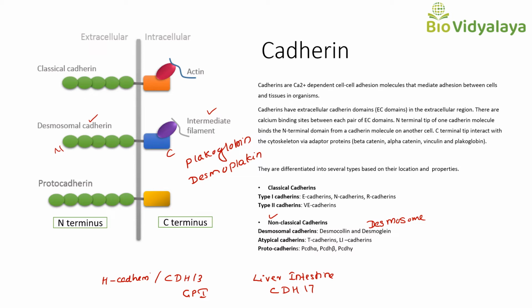And next is protocadherin. Examples are PCDH alpha, PCDH beta and PCDH gamma. These protocadherins are most commonly found in the nervous system, and their diversity may contribute to nervous system development and organization. And these protocadherins show homophilic cell interaction.